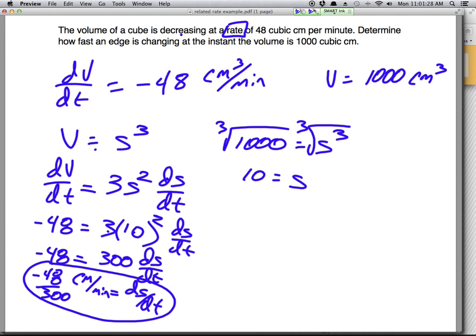So what does negative 48 over 300 centimeters per minute tell me? That your sides are decreasing. My sides are decreasing. That's what ds/dt tells me. If ds/dt is negative 48 over 300 centimeters per minute, that tells me my sides are decreasing. And that should make sense because what was my volume doing? Decreasing. If my volume's decreasing, what do my sides have to be doing? Decreasing. They've also got to be decreasing.